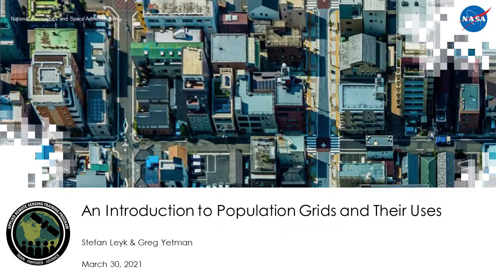We are very pleased to have our two trainers here today, Stefan Leik and Greg Yetman. Stefan Leik is a professor of geography from the University of Colorado Boulder, and Greg Yetman is Associate Director for Geospatial Applications for CIESIN, the Center for International Earth Science Information Network at Columbia University. So I'll send this off to you, Stefan. Thank you.